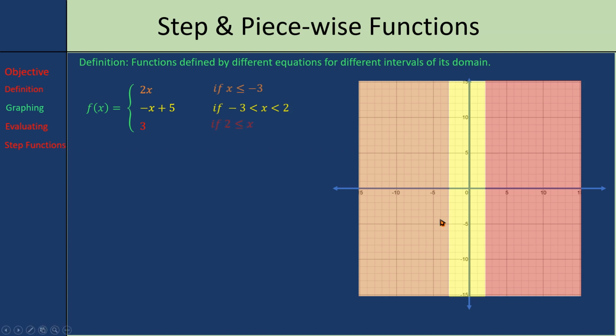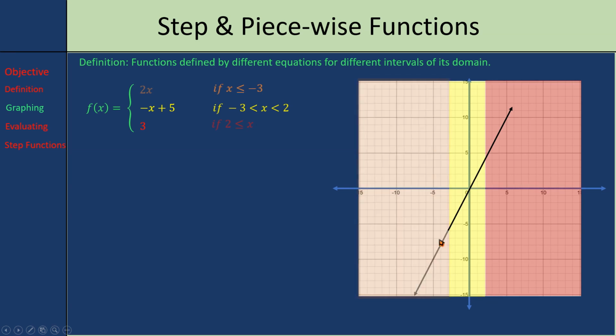So let's see how to graph this, right? So first I want to graph the orange part. So the orange part is 2x, so it's easy. It's just a line that goes through (0, 0), and the slope is 2. So that's my line. However, it should only happen in the orange section, so where x is less than or equal to -3. So in that section, I only take this part of the graph.